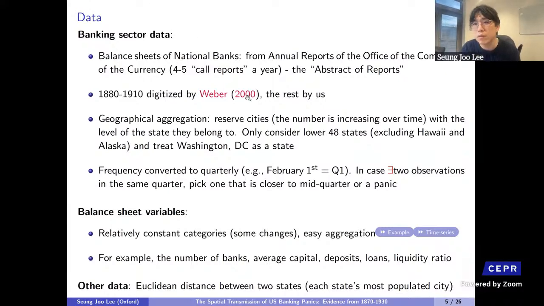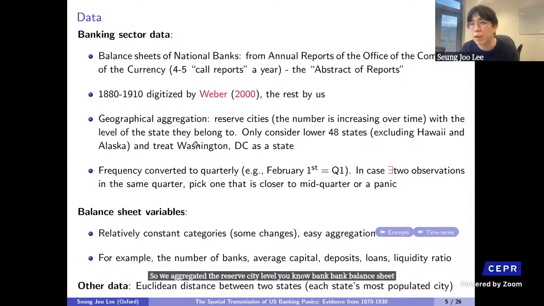So Weber's 2000 book actually already digitized a similar series for 1880 to 1910. So we looked at how he digitized this data series, and then we digitized the rest ourselves in our sample period, okay. And then, of course, you have to think about how we can geographically aggregate all the data, because some states have reserve cities, right, whose number was actually increasing over time. So we aggregated the reserve-city-level bank balance sheets to the level of the state they belong to, okay?